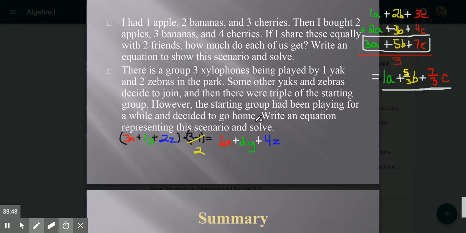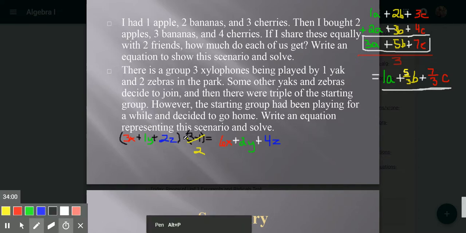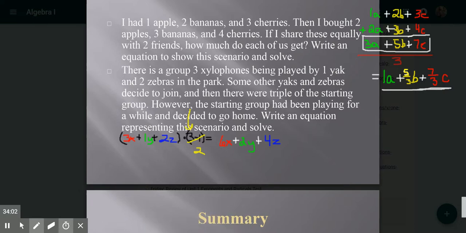And then for the second scenario, we've got 3 xylophones, 1 yak, and 2 zebras. And then with the other ones joining, we wind up with this situation right here where we would multiply it by 3 to triple it. Okay. But the original group went home, so we subtracted 1 group. And so we wind up with 2. We wind up with double instead of triple. And so now we just distributed that 2 to each of these terms, and we wind up with 6 xylophones, 2 yaks, and 4 zebras.